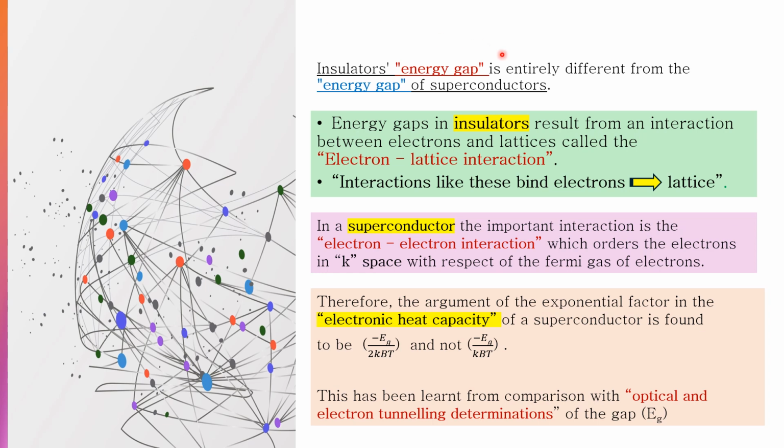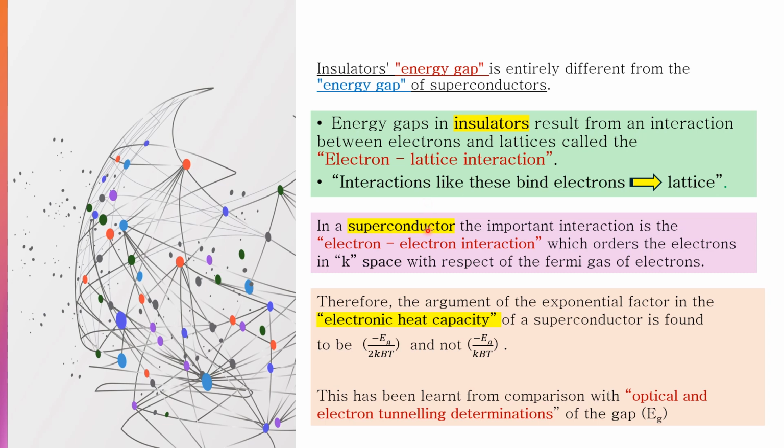Insulator band gap. The insulator energy gap is entirely different from the energy band gap of superconductors. The energy gap in an insulator results from an interesting interaction between the electrons and the lattice, called the electron-lattice interaction. Interactions like these bind electrons to the lattice. So the insulator energy gap means electron-lattice interaction.